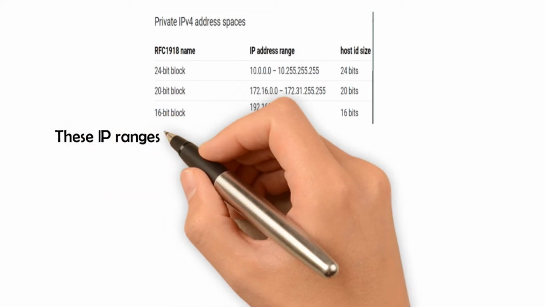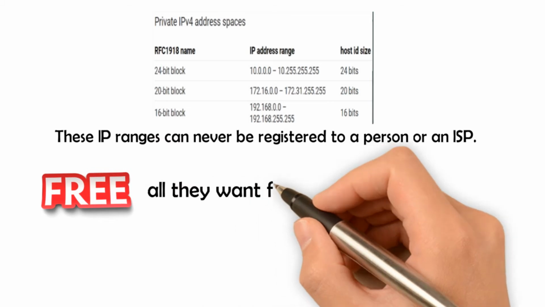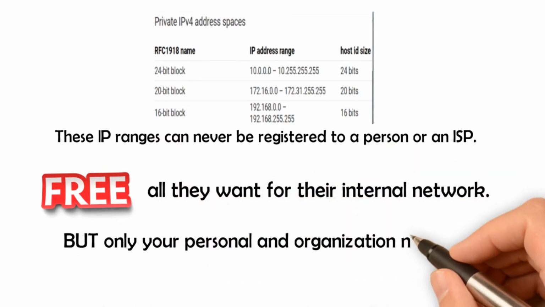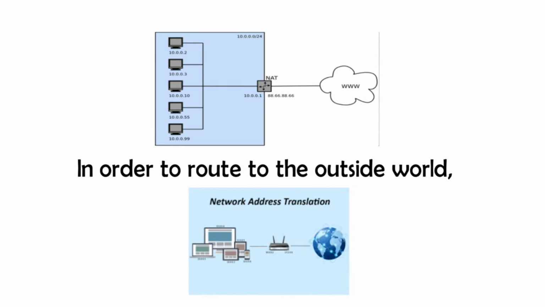These IP ranges can never be registered to a person or an ISP. Everyone is free to use these IP address ranges all they want for their internal network, but only your home or business network router knows how to route to these devices. In order to route to the outside world, the private IP addresses are translated to a global IP address.